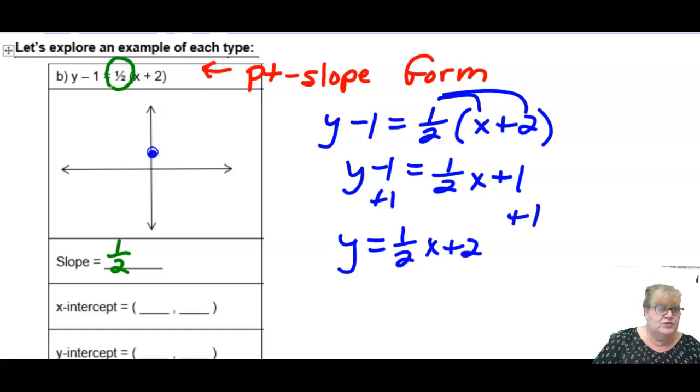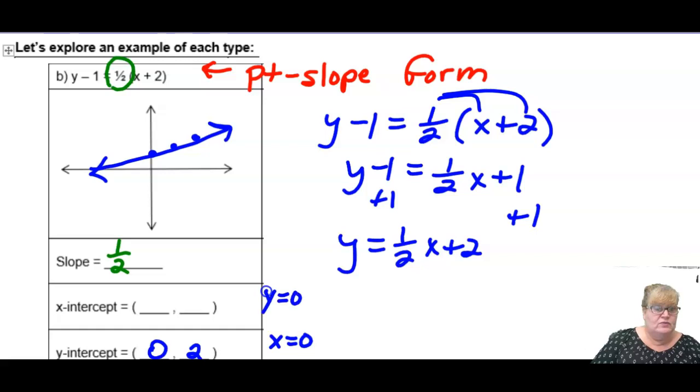So it starts up here at 2, goes up 1 over 2, up 1 over 2, has a lesser tilt than the last line. Okay, and we need to figure out the intercepts. Well, we found the y-intercept here. The y-intercept was 2, so when we went across 0, we went up 2. Remember, y-intercept means x equals 0. X-intercept means y equals 0. So if I plug that in, I'm actually going to plug it in here.